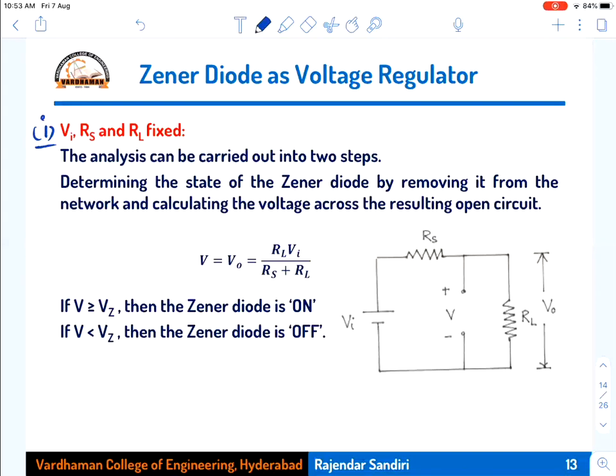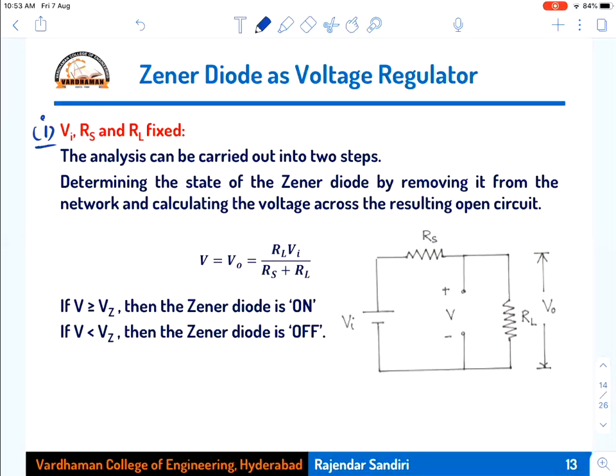If they are fixed, we simply have to analyze when the GNR diode is on, when the GNR diode is off, and when we will get the output voltage which is equal to the GNR voltage. Okay, now we will start analyzing. The first condition is VI, RS and RL are fixed. The analysis can be carried out in 2 steps.